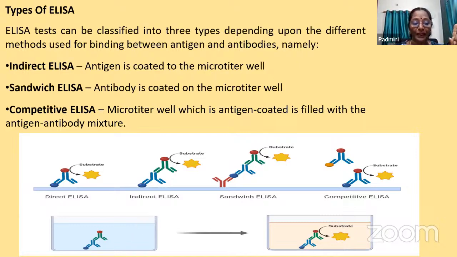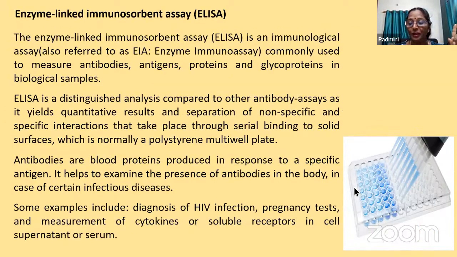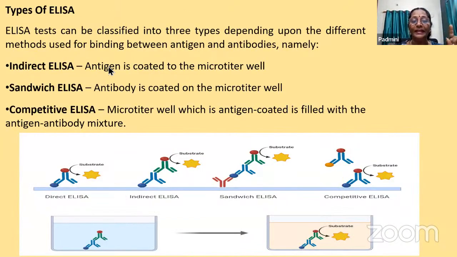So this is a microtiter well. We saw these microtiter wells. You're going to coat them with the antigen, a known antigen. For example, if you want to find out about jaundice or typhoid, you're going to first coat that particular antigen, which produces that particular disease of interest, in the microtiter well. And then you're going to add your serum of interest to find out, in indirect ELISA.